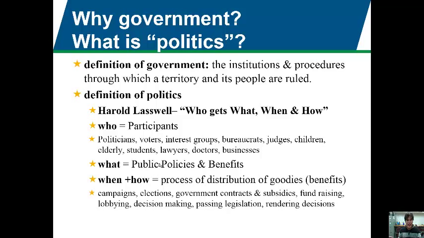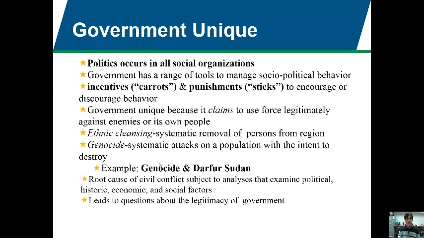So how do they get it? Do they get it through campaigns, elections, new government contracts and subsidies, fundraising, lobbying, decision-making, new legislation, rendering decisions? How do they get all this stuff, and when are they going to get it? Really, politics is an all-encompassing process, as we'll see on this next slide.